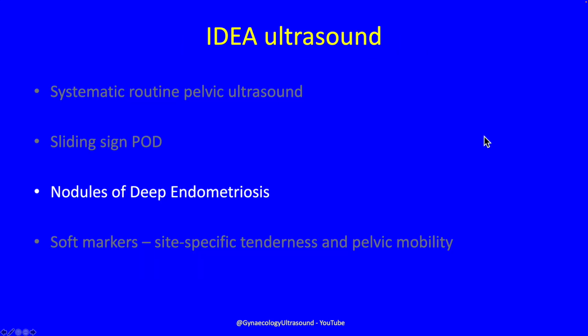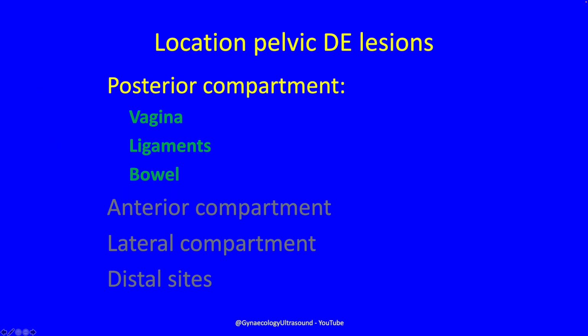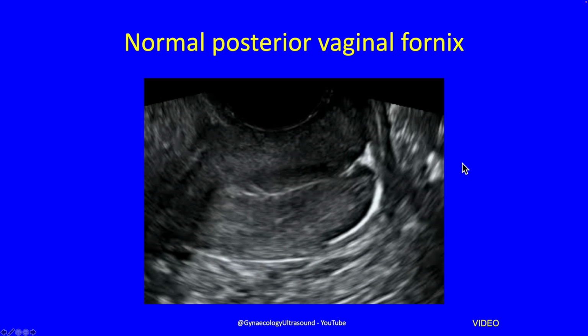So we've done the systematic routine scan looking for adenomyosis, ovarian endometriomas, ovarian adhesions, looking for the sliding sign in the pouch of Douglas. Now we need to look for nodules of deep endometriosis. So we're going to look for these nodules in the posterior compartment, in the vagina, ligaments, bowel. And this is something I just say to myself: now I'm going to look at the posterior compartments, vagina, ligaments, bowel.